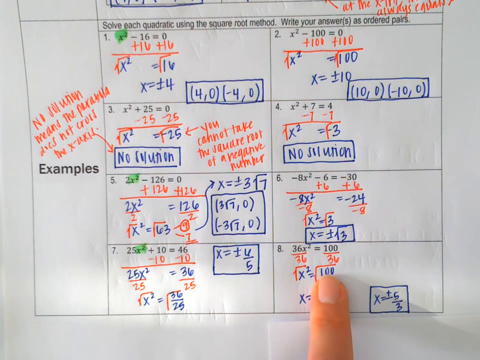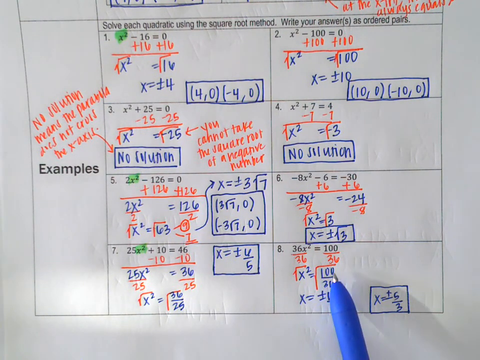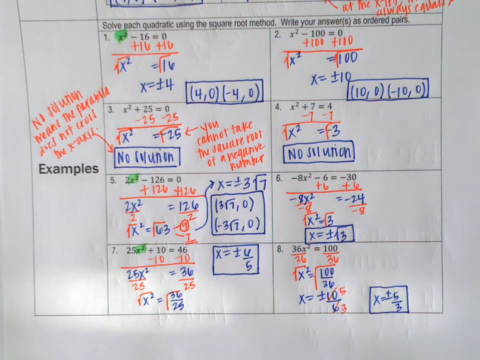You could have also reduced it here. You could have first divided it by 2, but there's actually a bigger number that goes into both 100 and 36, and that's 4. 100 divided by 4 is 25, and 36 divided by 4 is 9. So the square root of 25 is 5. The square root of 9 is 3. It gets you to the same answer. So you can simplify either before or after. It doesn't matter. You should still get to the same point.